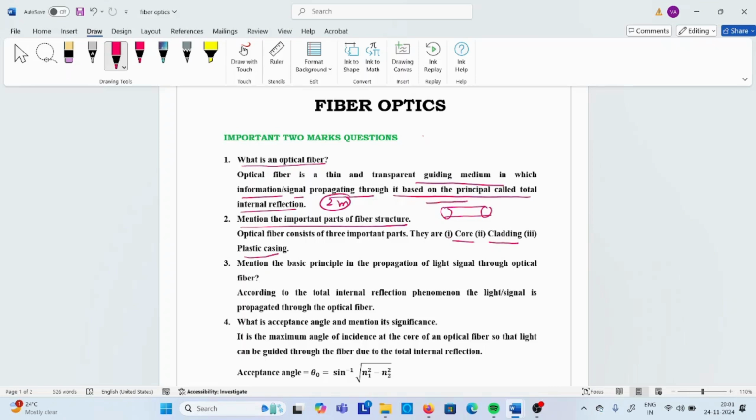Then around the core, one more part is located. This part is called the cladding. This is about the second question.